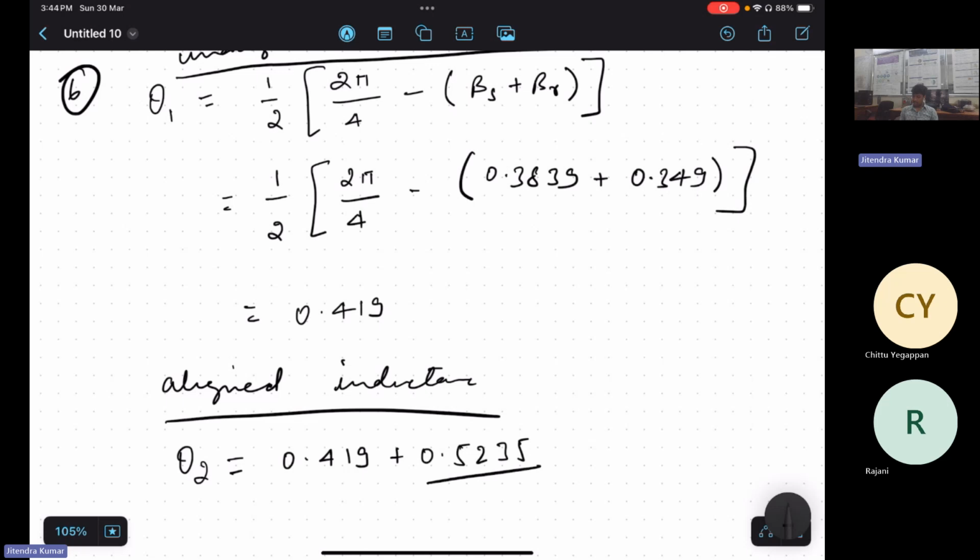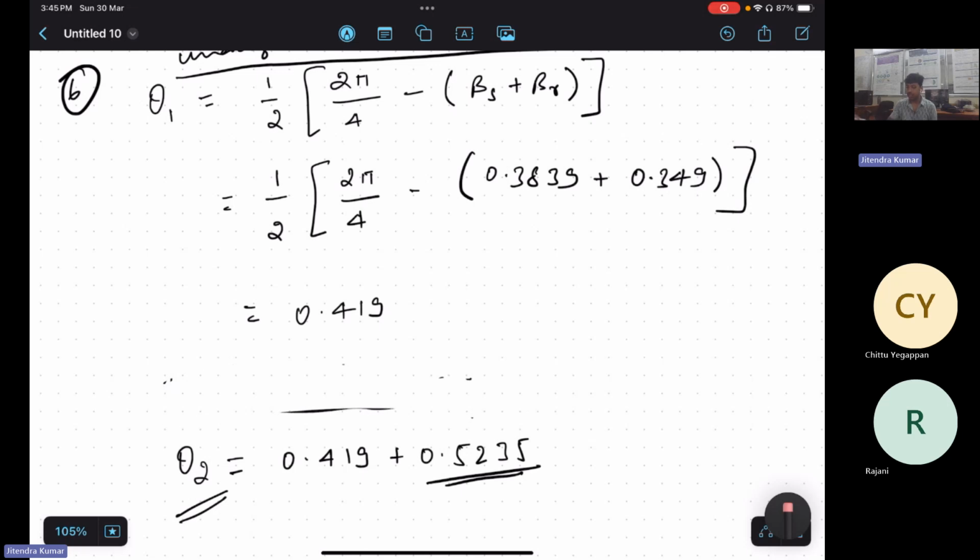0.5235. This is the aligned position, right, sir? Yeah, this is aligned position, not inductance. That's why I have written theta 2. No, in the topic you have given aligned inductance, so I got a little confused. No problem. It is just marked there for the process of calculation of aligned inductance. Anyway, to avoid confusion, just delete it. Okay, so theta 2 is written correctly.